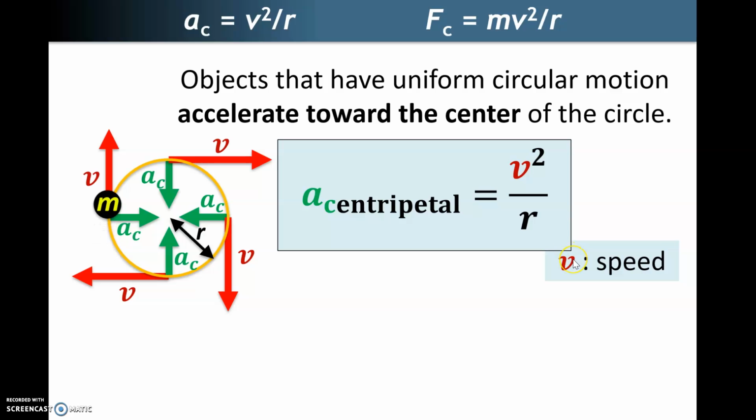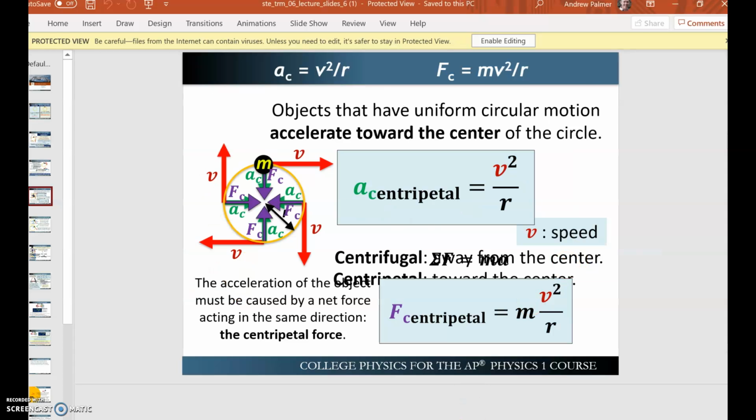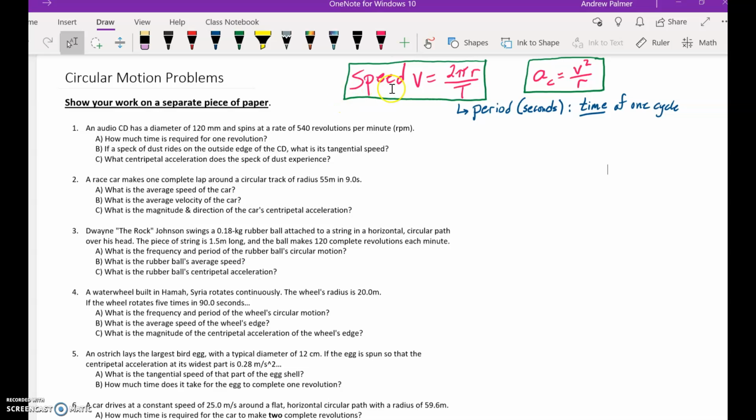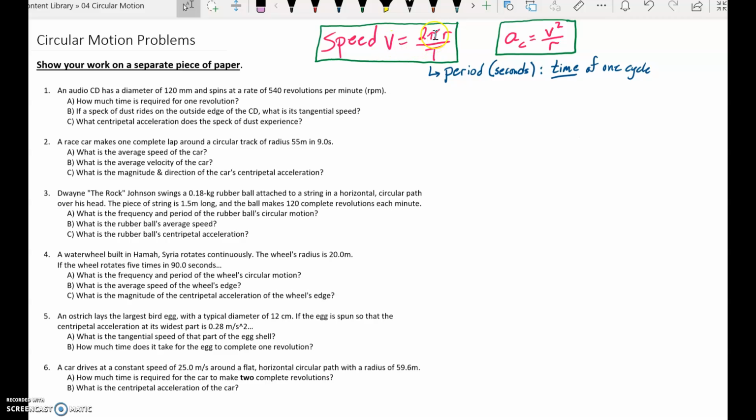And we can calculate the magnitude of that speed, as we mentioned in our notes, that speed is distance over time. So looking at that distance around the circle, is your circumference, 2 pi r, and the time around the circle is your period, the time of one cycle. So your speed can be calculated by your circumference over your period, 2 pi r over T. All right. And then we have our calculations here for centripetal acceleration.